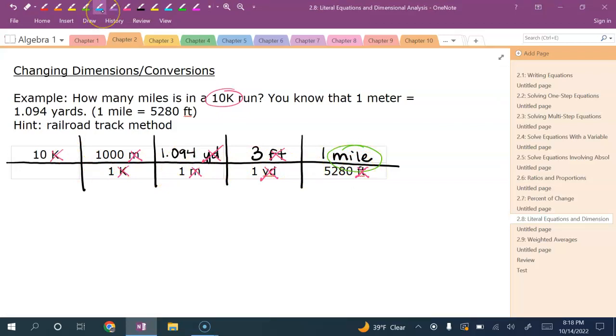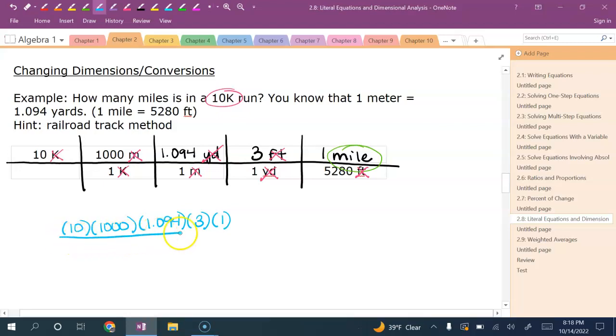So the next step is to multiply across the top. You take 10 times 1,000 times 1.094 times 3. And then you can do times 1. Now, sometimes when you have the 1s in there, you don't really need to multiply them if you don't want to, because multiplying by 1 is not going to change your answer at all. And on the bottom, you're going to have 1, 1, 1, and that 5,280. Again, you don't really need those 1s if you don't want to include them.